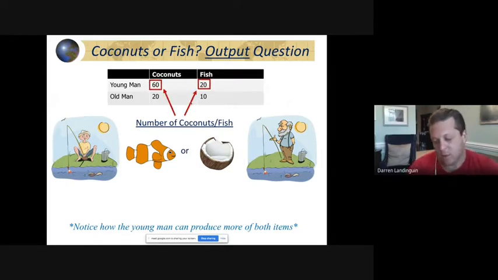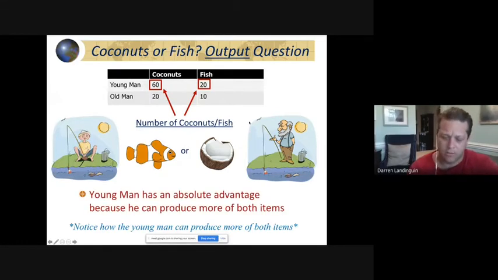Another thing we should look at too is whether this is an output or an input question. We kind of give it away at the top of the slide here, but this is definitely an output question, because what we're analyzing are the total number of coconuts and the total number of fish that are being provided in the table. The way I know that's an output is that it's represented by the final amount of coconuts and the final amount of fish. But again, I can see here that there is an absolute advantage by way of the young man, because he can just do more than the old man. And so he has an advantage over that older man.